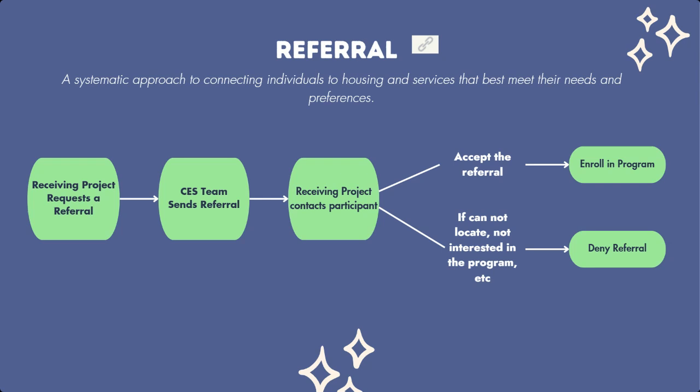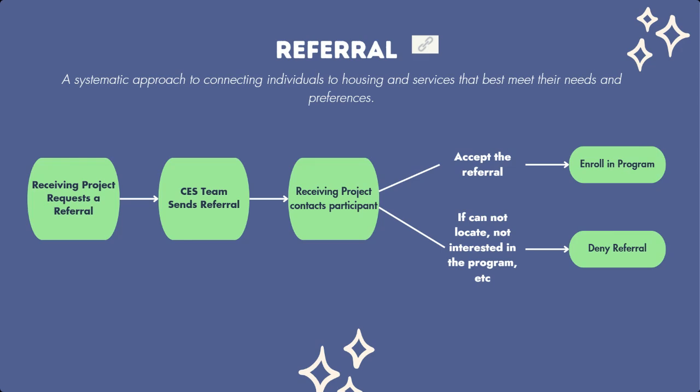The receiving project then reaches out to the referred household to explain the program and offer them the option to participate. If the household is interested in working with the program, the receiving agency gathers documentation and determines eligibility. If the referred household is unable to be located or is not interested in working with the program, the referral is denied. The household is then added back to the CES list, and the receiving project requests a new referral.